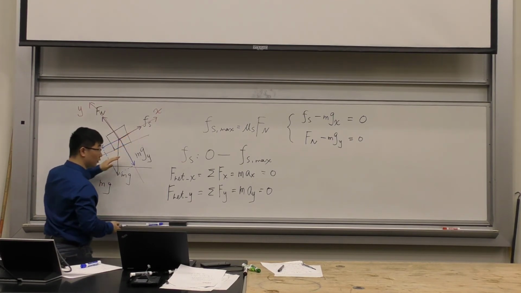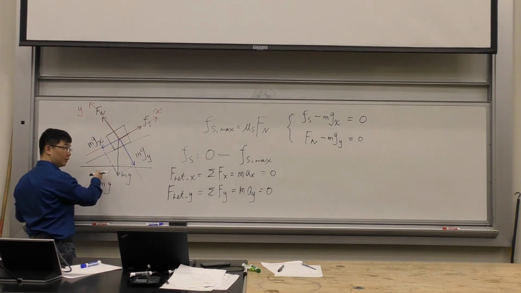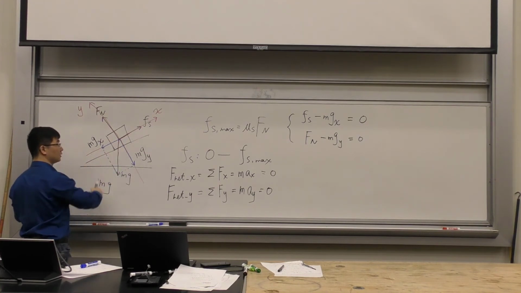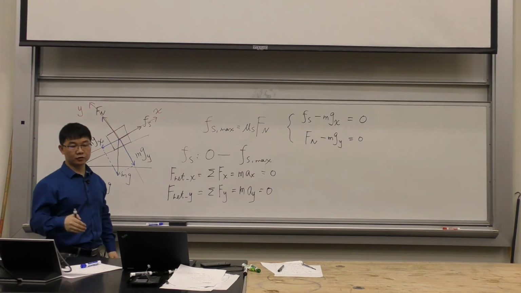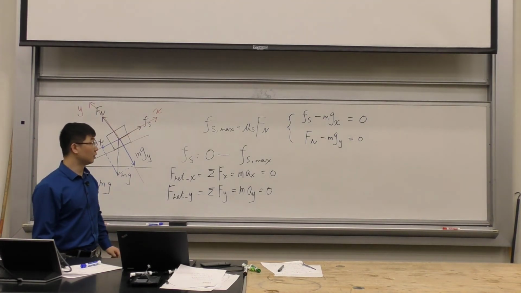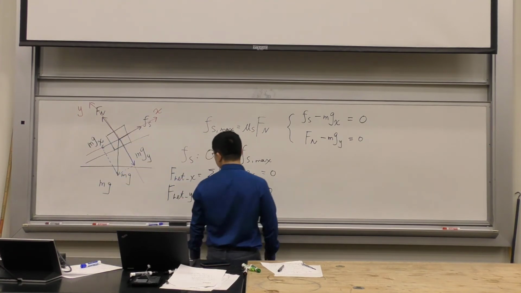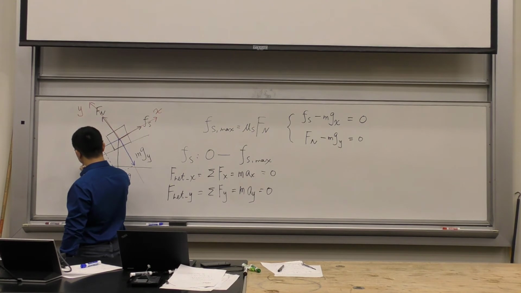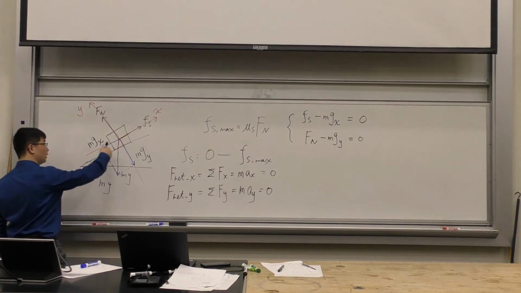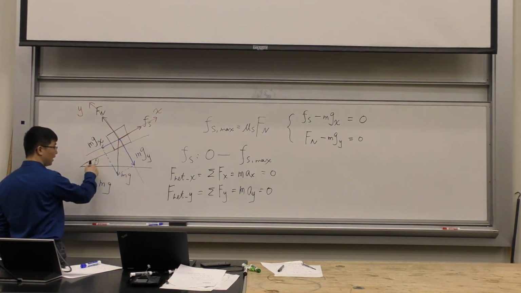And at that point, that's going to be the critical angle, right? If you keep raising it a little bit, it's going to start to fall, okay? Slide down this incline. So that's when the static friction force has reached the maximum, okay? So if you have found the critical angle theta, say this object starts to slide down right at the angle theta.